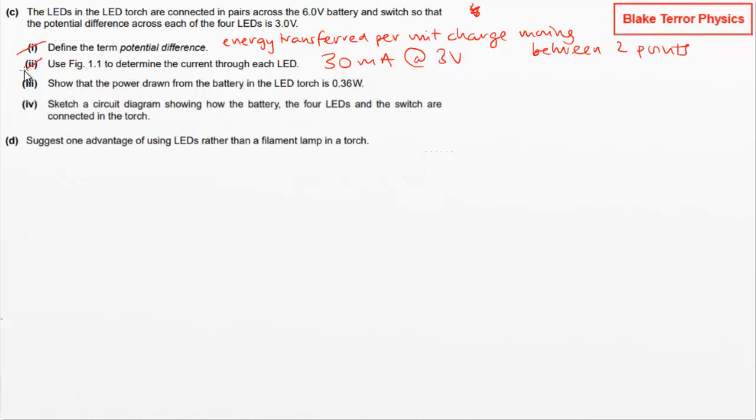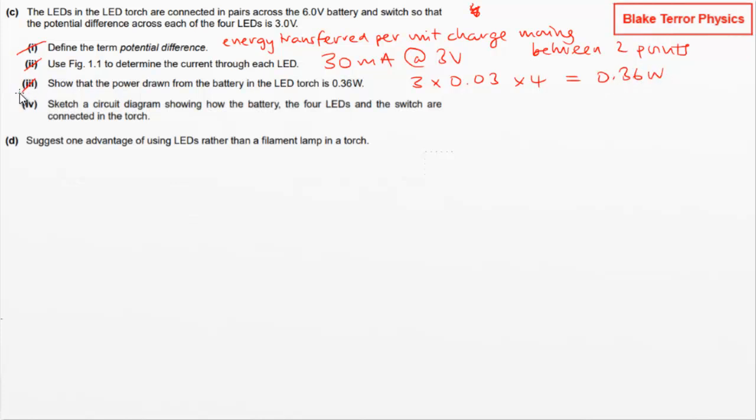Show that the power drawn from the battery in the LED torch is 0.36 watts. Right, so we've got 3 volts times 0.03, that's our 30 milliamps. So that is the wattage of one LED, and we've got 4 LEDs. So we've got 4 times 0.09, which is 0.36 watts.